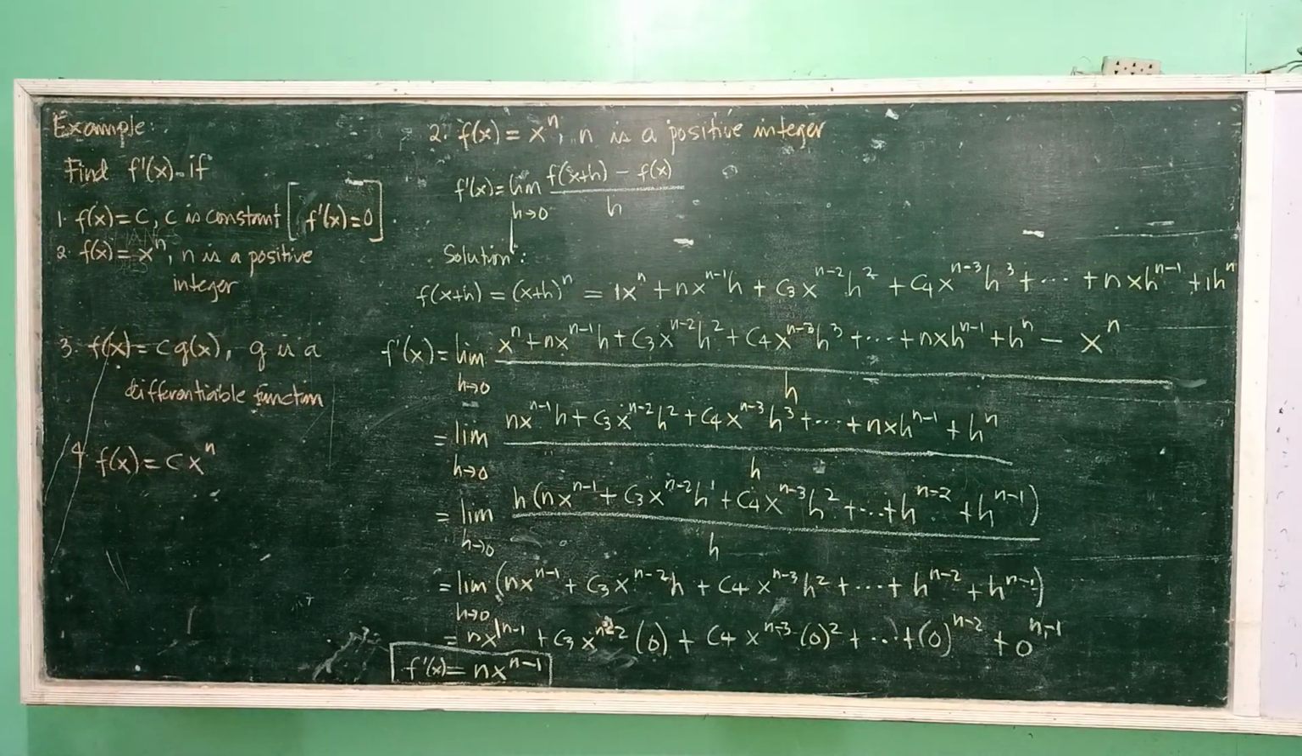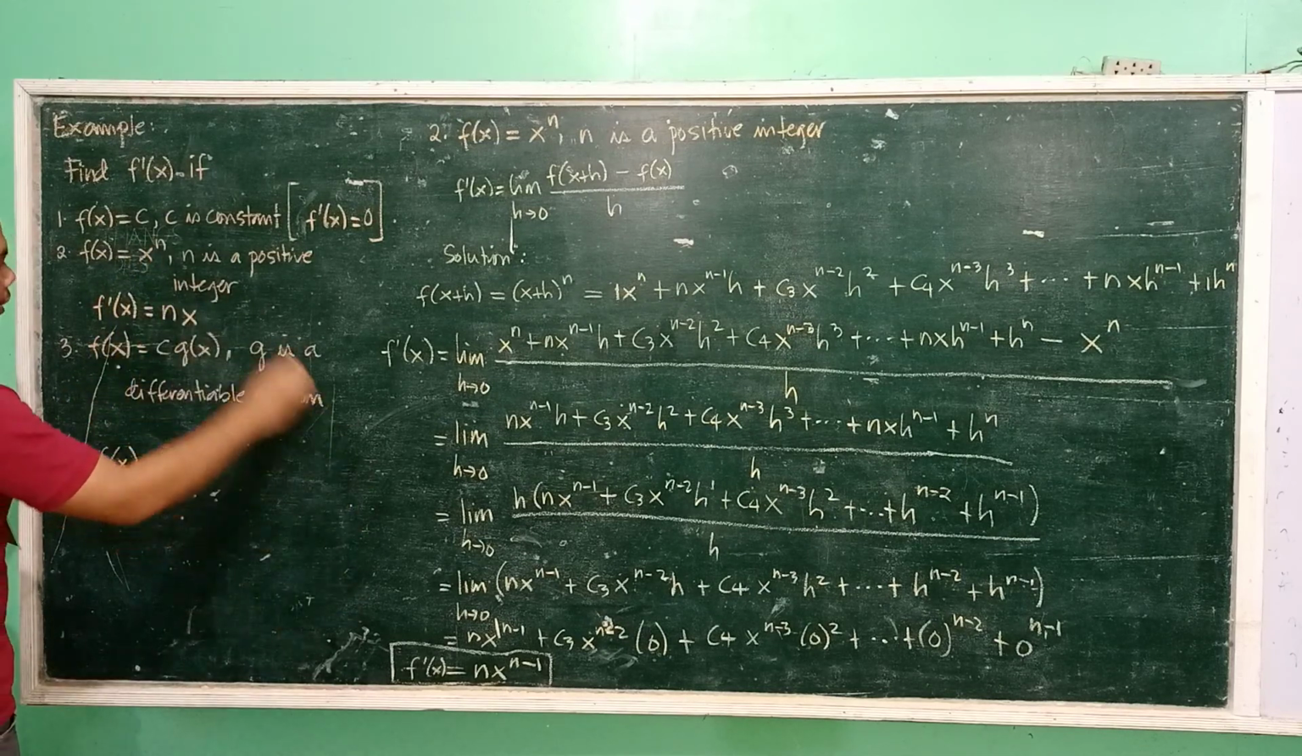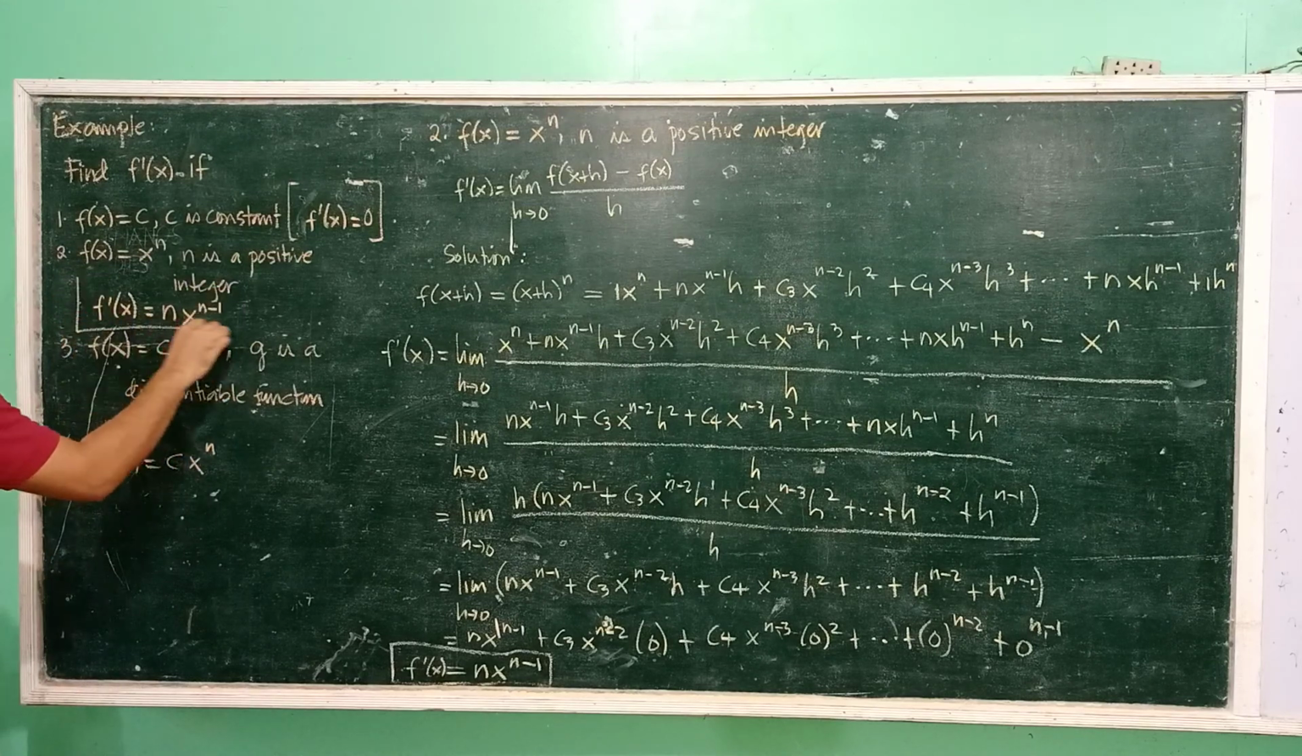So, what should be the answer for our problem? f of x is x to the n, where n is a positive integer. f prime of x is just equal to n x to the n minus 1. So, this is the derivative.